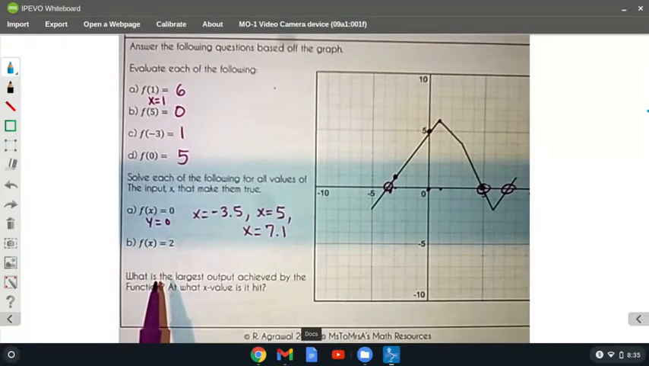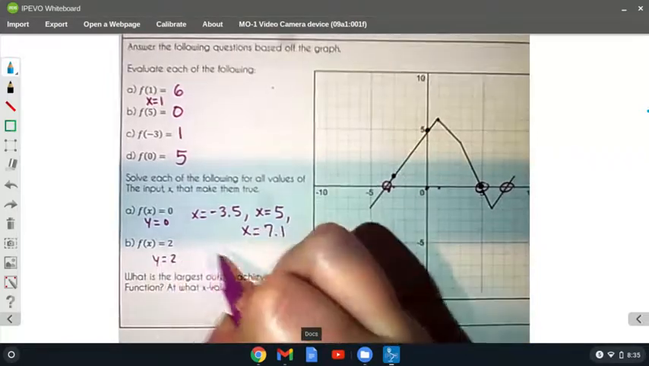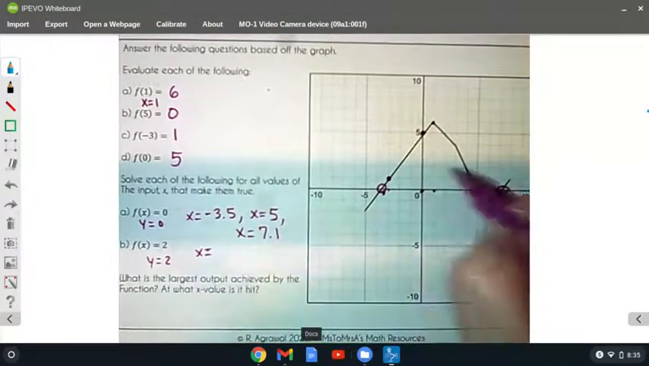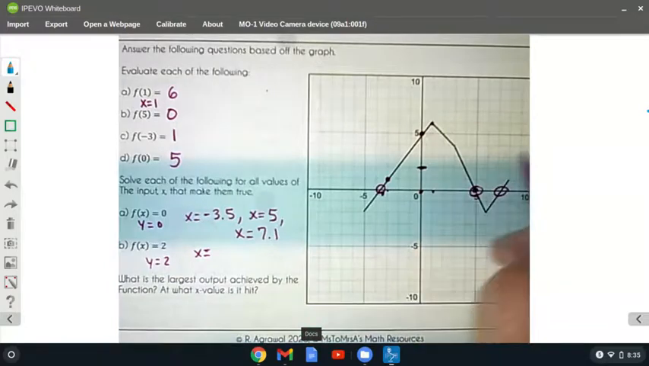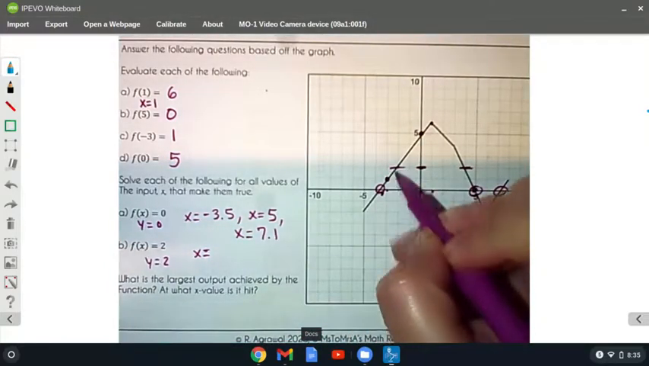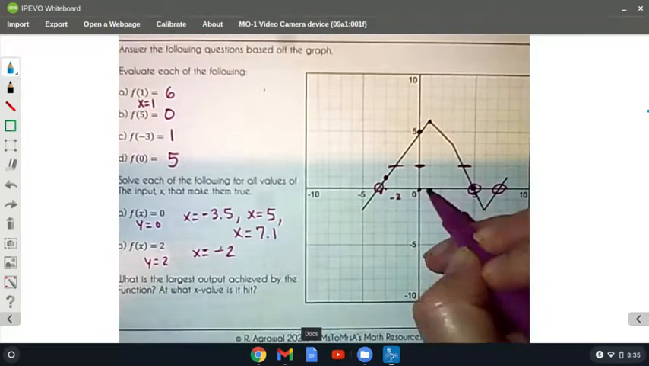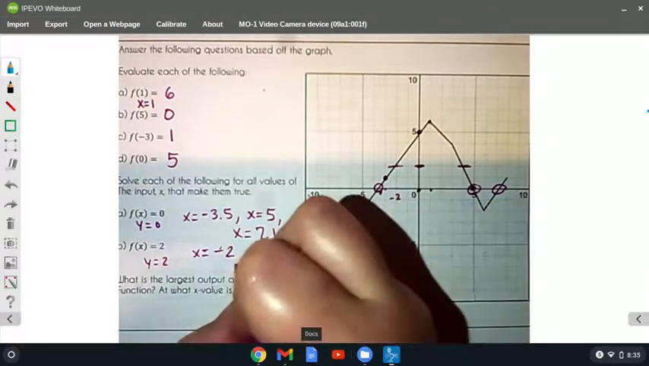The next one says, if y equals 2, what would our x be? So when y equals 2, that's about here. I'm going to look horizontally. It happens here and here. So this would be at negative 2 on my x-axis. And this one here would be at 2, 4.